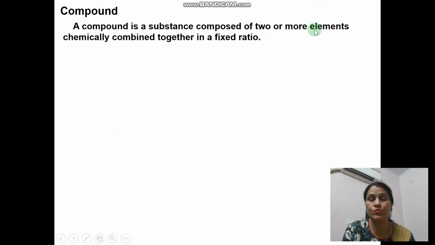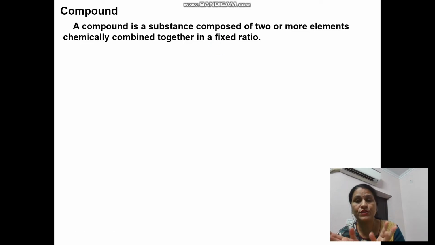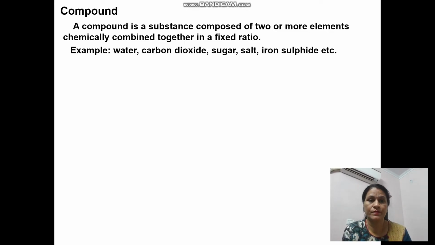Now we'll talk about compounds. A compound is a substance composed of two or more elements chemically combined together in a fixed ratio. Like water, H2O, 2 of hydrogen, 1 of oxygen, they are compounds. Copper sulfate, CuSO4, glucose, C6H12O6, all these are compounds because their formula is fixed and they are combined together, like carbon dioxide, carbon and oxygen in a fixed ratio. So they are known as compounds. Examples: water, carbon dioxide, sugar, salt, iron sulfide, etc.